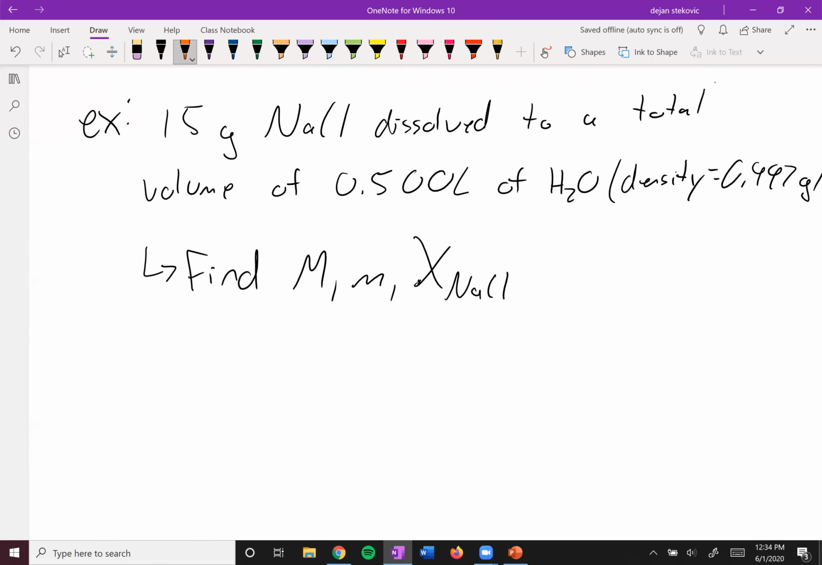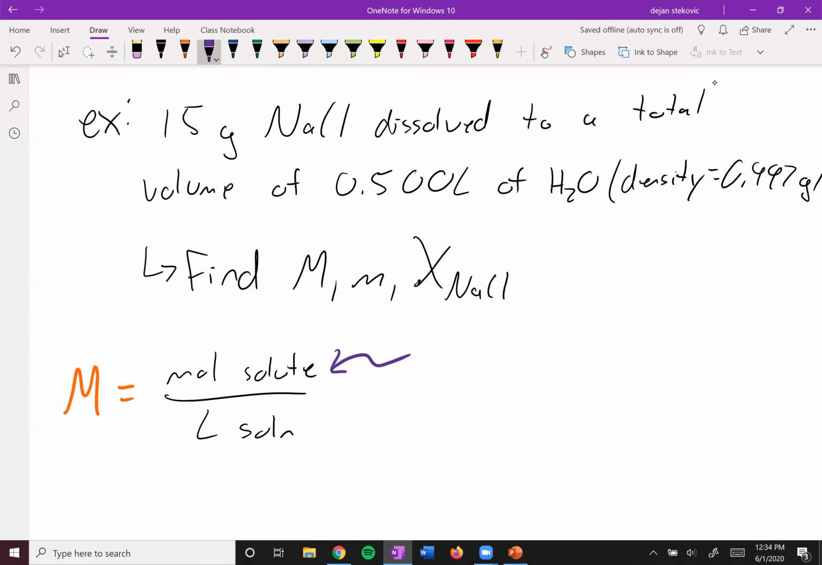So let's take a look at each of these components. So we'll start off with molarity. Remember, molarity is your moles of solute over your liters of solution. So if we want to find moles of solute, think about what we're given. We're given 15 grams of sodium chloride. And at this point in your chemistry knowledge, you should be able to go from grams to moles very easily.